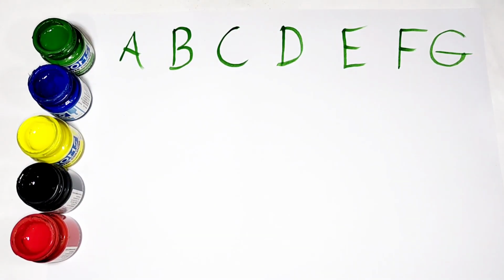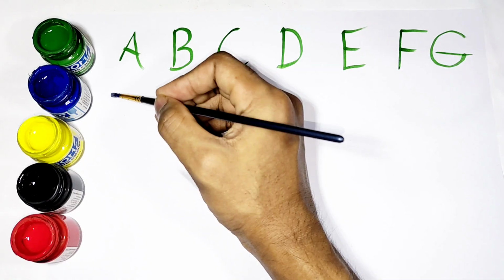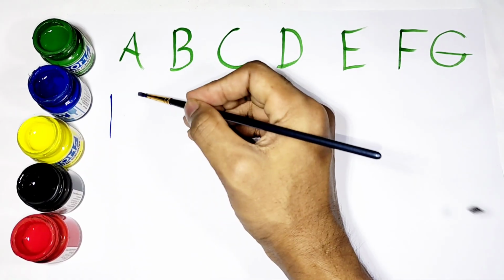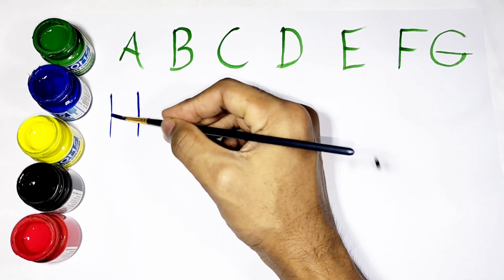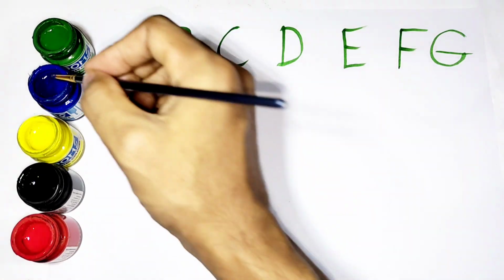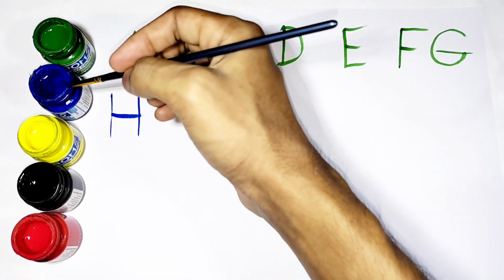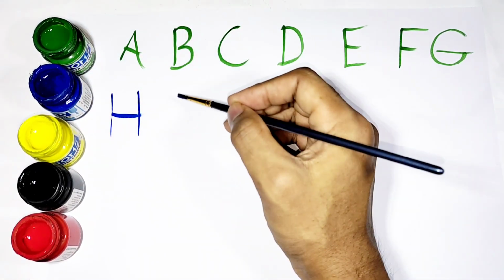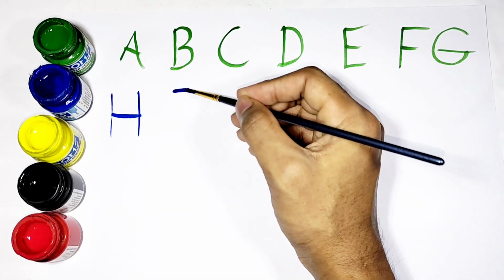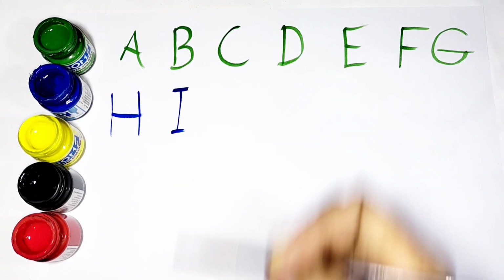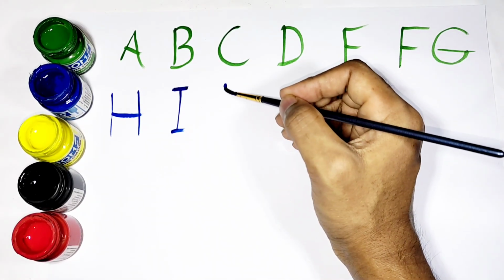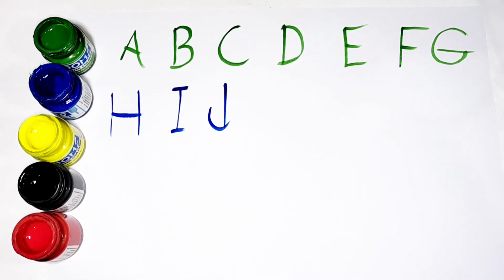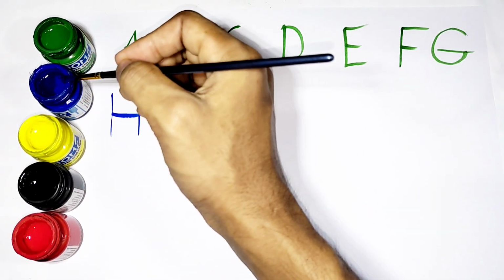Now we draw the alphabet of H. H for hand. The next one is I. I for ice, I for ice cream. And the next one is J. J for jackfruit. The next one is K. K for kite.